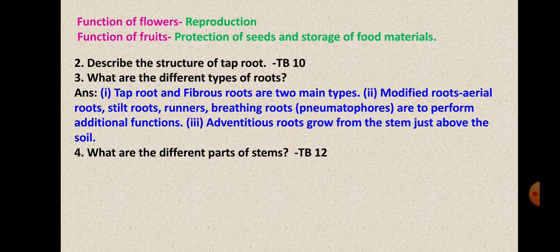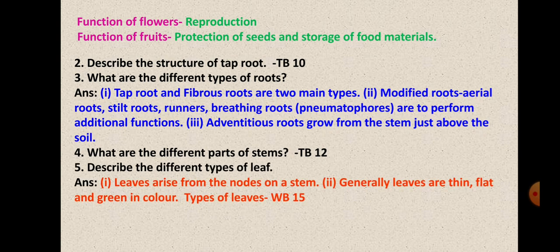Fourth one is, what are the different parts of stem? It is given in your textbook on page number 12. Figure 2.6. At the top of the page, you can see the different parts of the stem are growing bud, that is in the axil of the stem and leaf. Leaf is shown, nodes are shown and internode is shown. So you will draw this diagram.